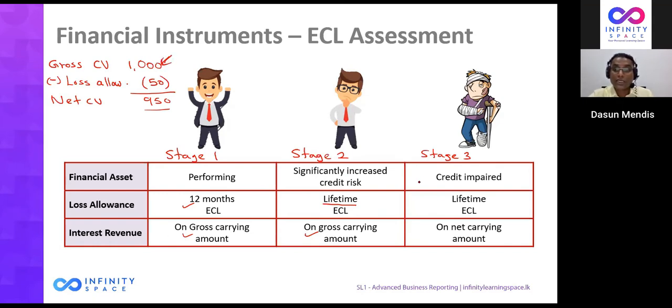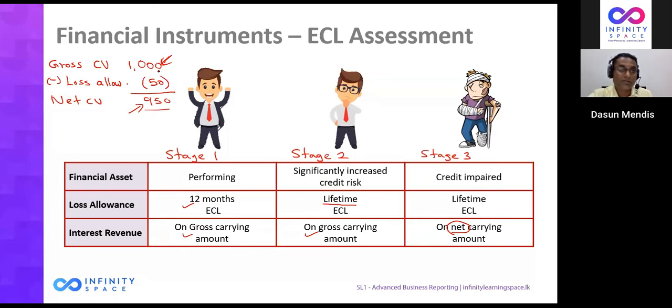If you go to the credit impaired stage, that means default occurs, the customer or the borrower is not paying, credit impaired, then the loss allowance should be based on the lifetime expected credit loss model. And the change here is you recognize the interest income based on the what? Net carrying value, based on what? 950 into the effective interest rate.